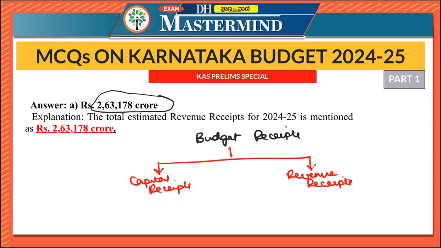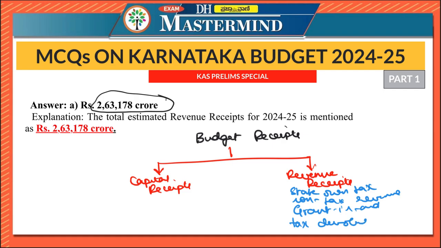Revenue receipts typically include state-owned tax revenues, and then it also includes non-tax revenues. Non-tax revenue receipts. In addition to this, it includes grant in aid, and lastly, it includes share of state from tax devolution by center. So majorly we have state's own tax revenue, non-tax revenue receipts, grant in aid, and tax devolution under revenue receipts.